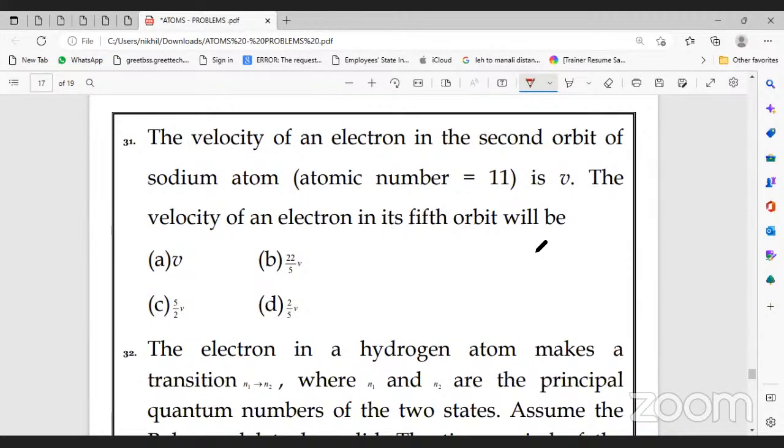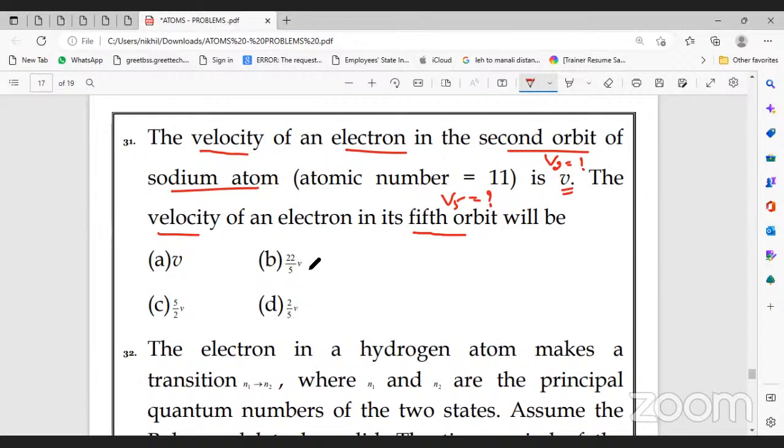Come to this 31st problem. The velocity of an electron in the second orbit of sodium atom is V. Now they are expecting you to find the velocity of the electron in the fifth orbit. This is the velocity in the second orbit. Very interesting problem, students.